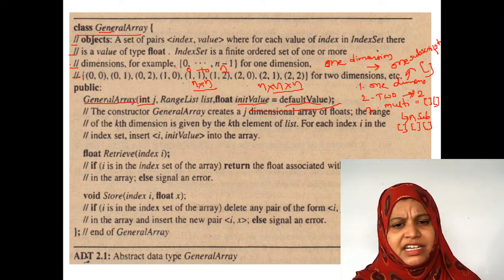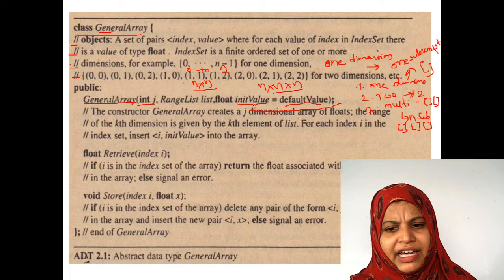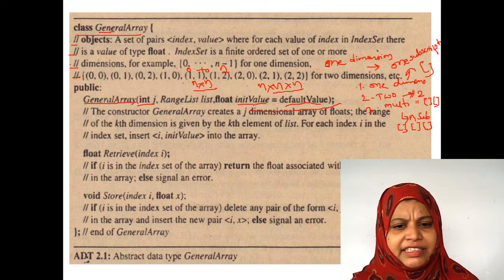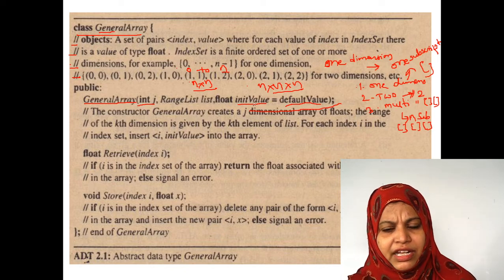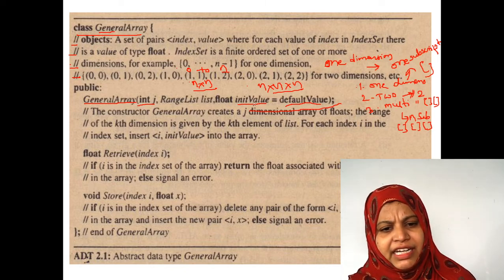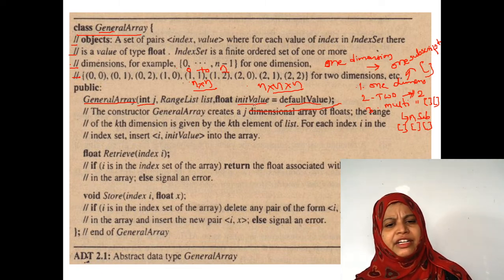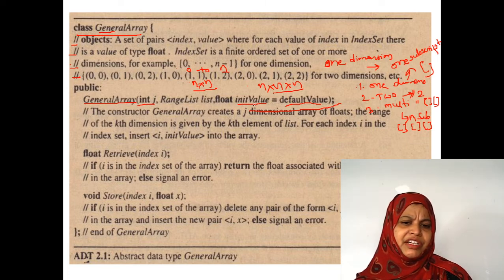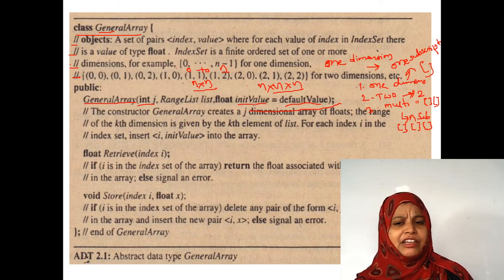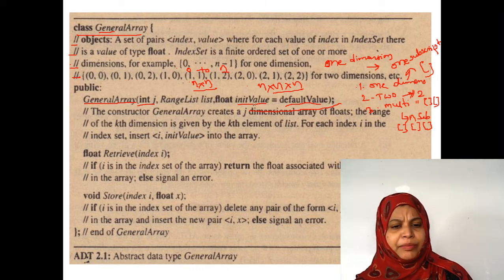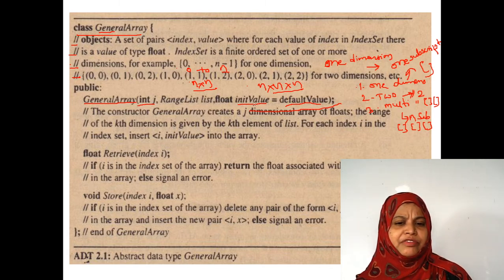Here in this case the constructor general array creates a j dimensional array of floats. The range of the kth dimension is given by the kth element of the list, right? For each index I in the index set, insert I comma init value into the array. Here we can insert at the ith index value by using the init value, or we can insert at the fourth position, the fifth position, the eighth position. Init value means the default value that we are going to assign to that particular memory location, whatever type of value we are going to assign is assigned by using the init value.